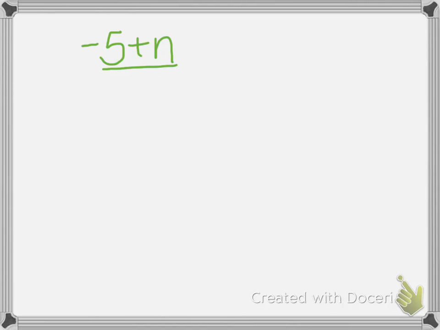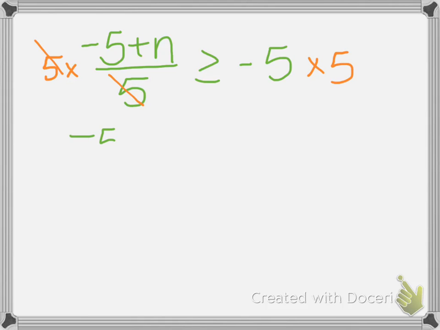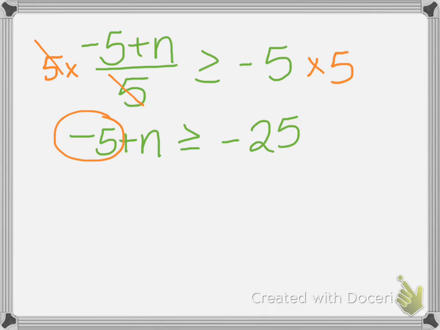Another one. If we have 5 plus n is greater than or equal to negative 5, what do we have to do? We have to go ahead and multiply both sides by 5. So we'll multiply that by 5, multiply that by 5. That means that the 5's cancel out. So now we have negative 5 plus n is greater than or equal to 25.